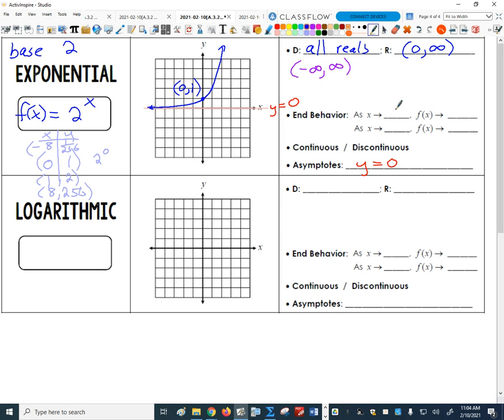As x approaches infinity, so as the ant goes infinitely far to the right, where does the function carry him? Towards what y value? What does f of x approach there? As x approaches infinity, f of x approaches what? Yeah, good, infinity. It goes up forever, doesn't it?